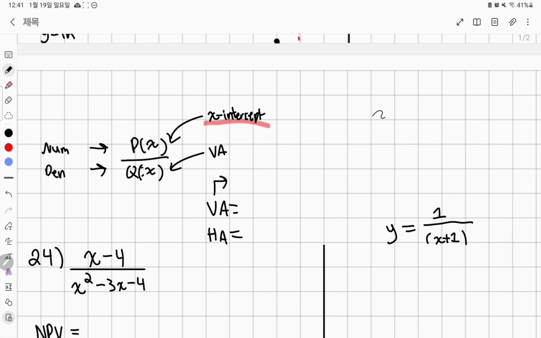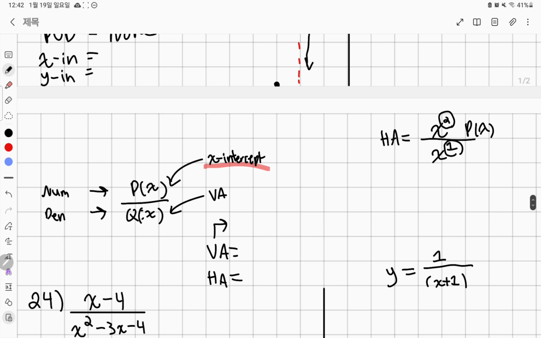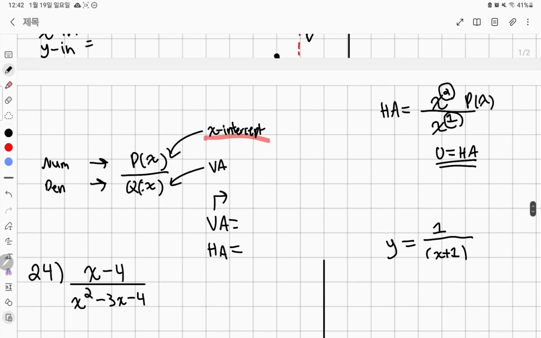This time, the horizontal asymptote depends on the degree. Looking at this, you know that one degree is greater on the numerator side, p(x). When the degree is higher in the numerator, there is no horizontal asymptote. This is a very crucial rule that we must know.